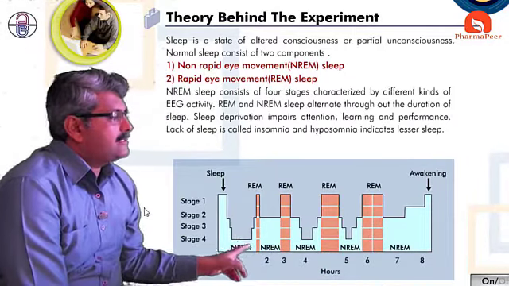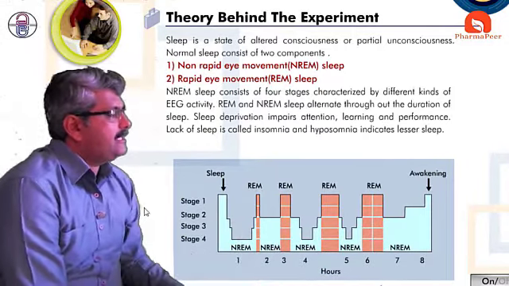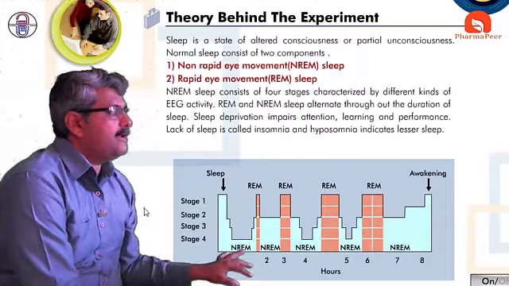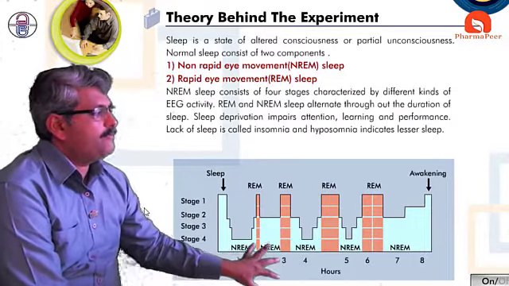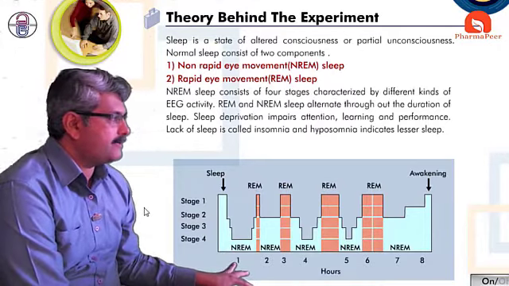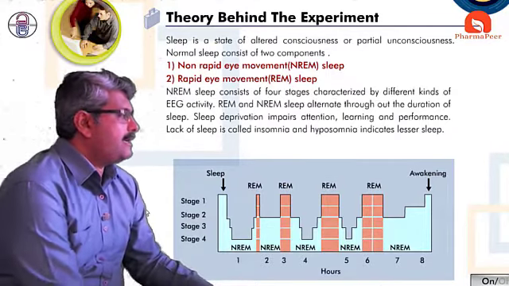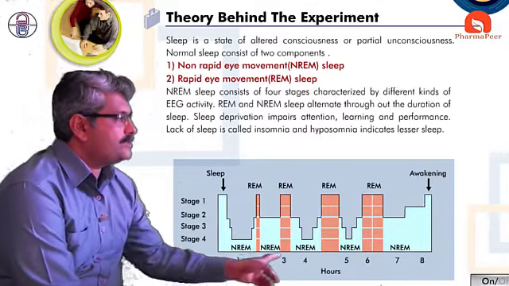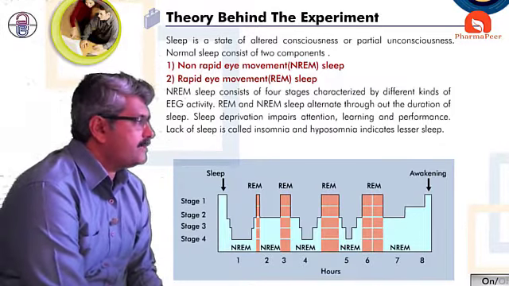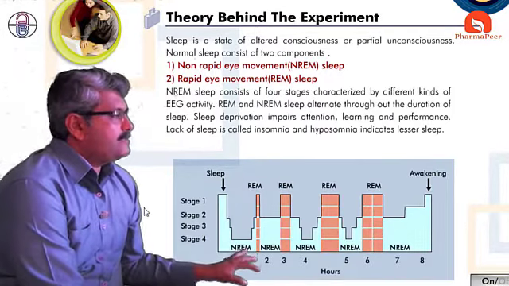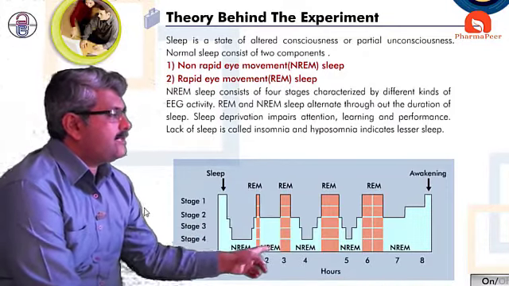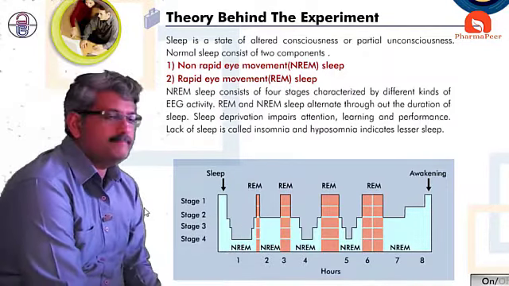So this graph is called EEG, that is electroencephalography. With the help of electroencephalography, we plot this graph against the hours, and the stages are recorded here. REM and NREM alternate throughout the duration of sleep. Here we are reporting an 8 hour duration of sleep, and we can see all the stages, stage 1 to stage 4, with REM as well as NREM.